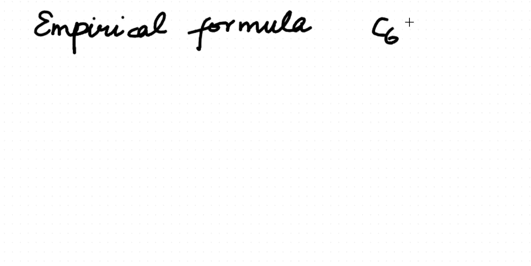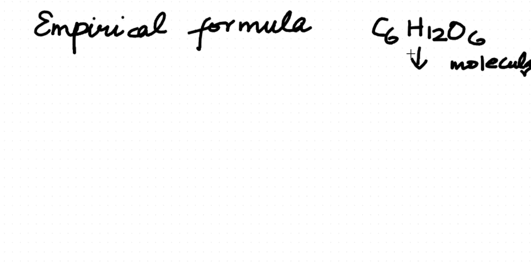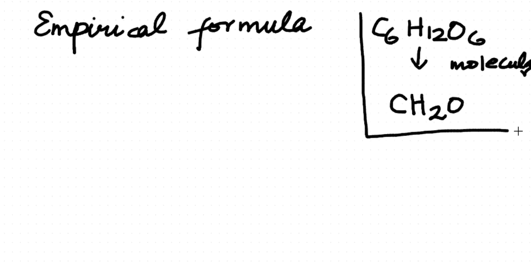For example, if glucose is C6H12O6, this would be its molecular formula, okay? This is how the molecule actually looks, which means that 6 carbons and 12 hydrogens and 6 oxygens are bonded together in one molecule. The empirical formula would be the simplest ratio, that would be CH2O. And that's your example right here.